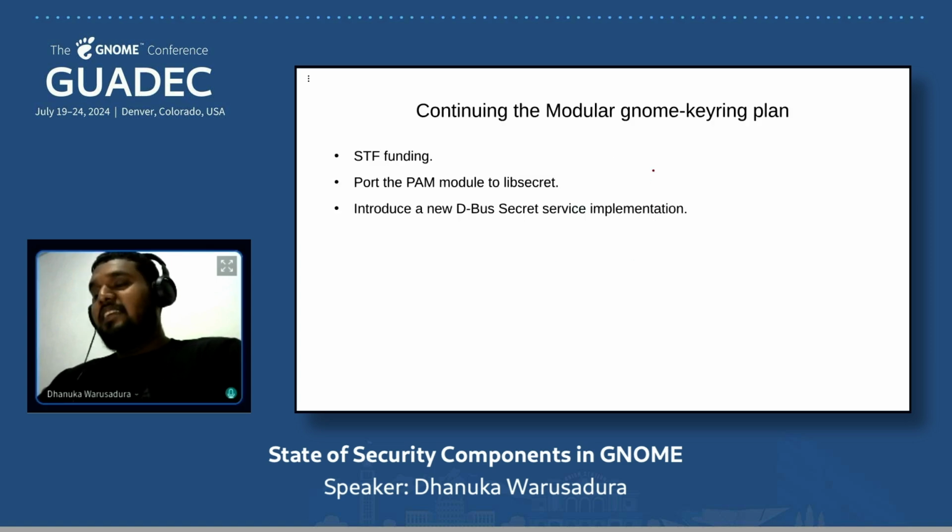So thanks to the STF funding, I have taken over the modular gnome-keyring plan, and I have taken over the remaining tasks as well. Those were to port the PAM module to libsecret and also introduce the new dbus secret service implementation. So these two tasks were the only things remaining from the modular gnome-keyring plan.